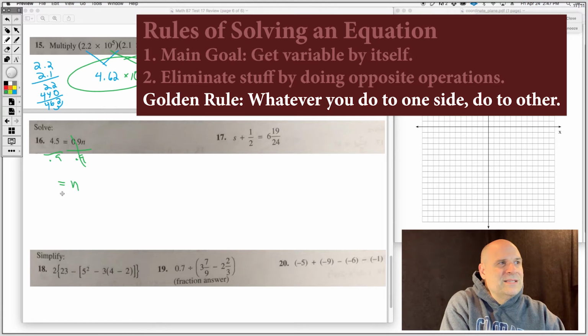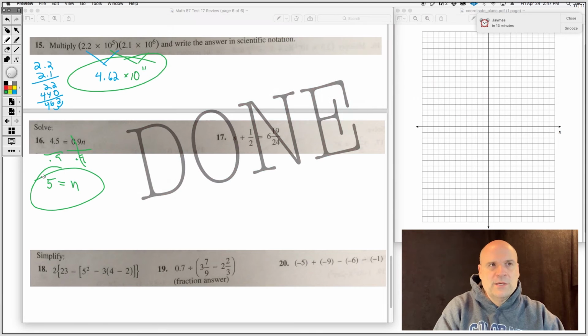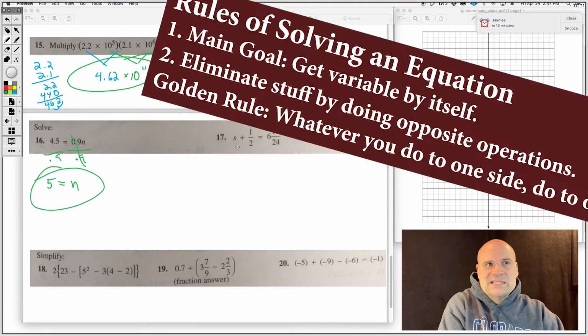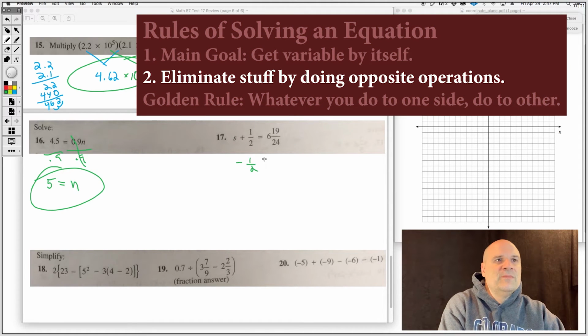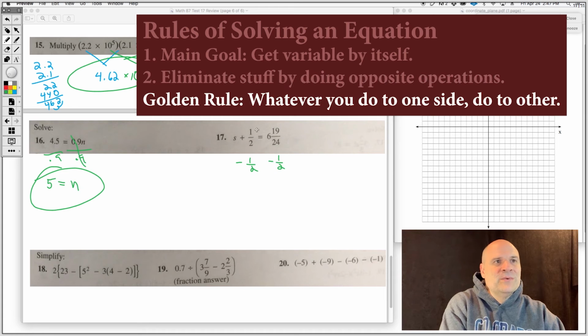So that goes in exactly 5 times, okay? Good. All right, same thing here. S plus 1/2 equals that. Well, how do you get rid of that plus 1/2? You subtract 1/2. All right, we need a common denominator. What's the common denominator? 24.